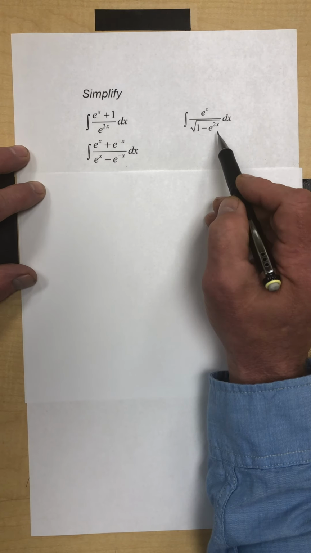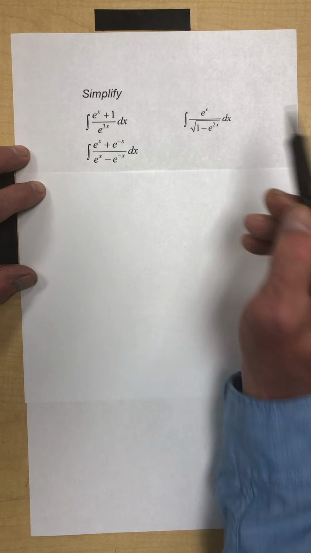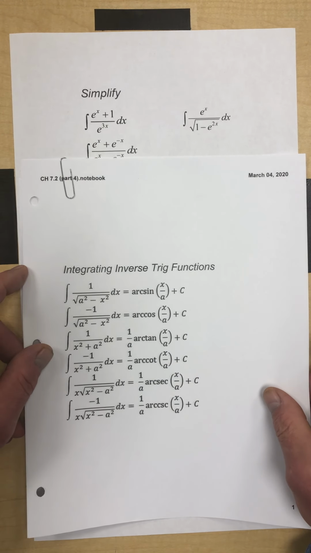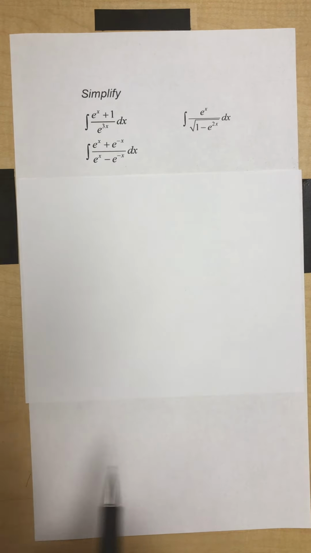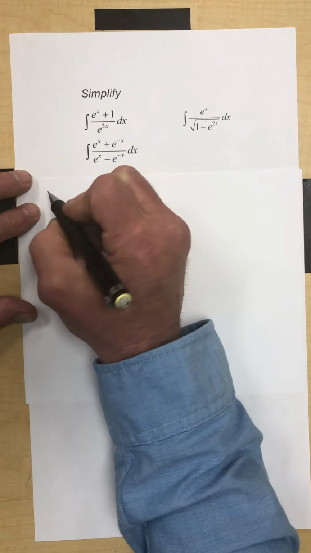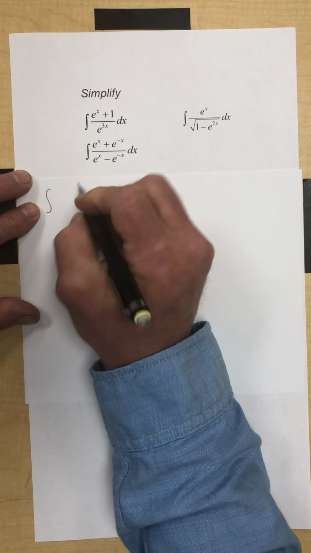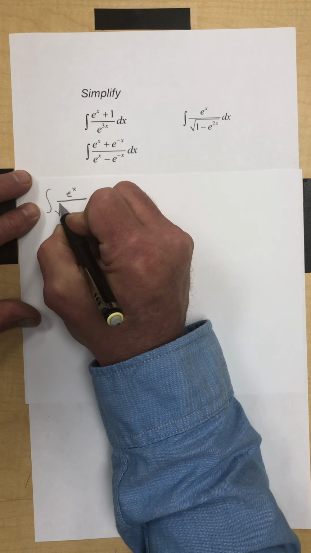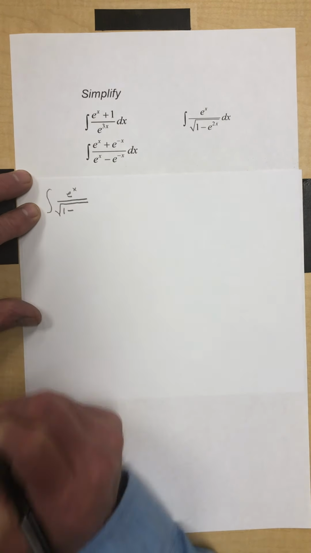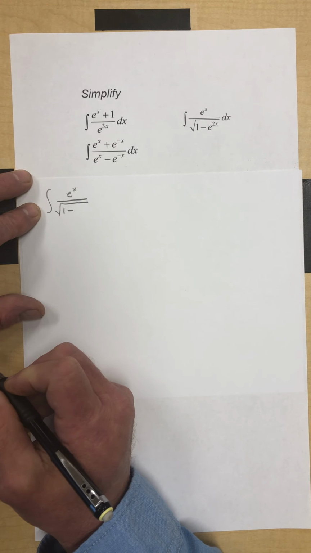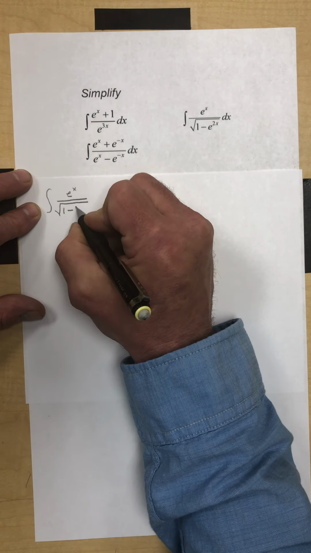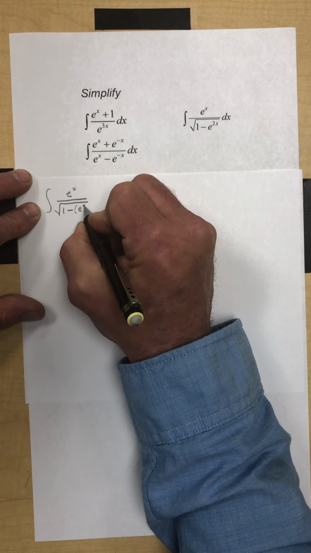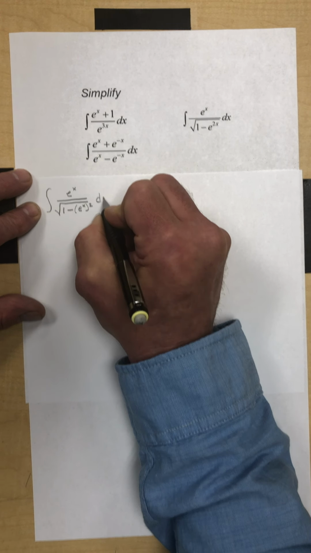So remember, this looks really similar to some of these forms right here. So I ask, can I get it into one of these forms? Let me see what I can do. Let's take this radicand and play around with it a little bit. E to the x, square root of 1 minus, well, e to the 2x is the second power of e to the x. So that's the same as e to the x squared dx.